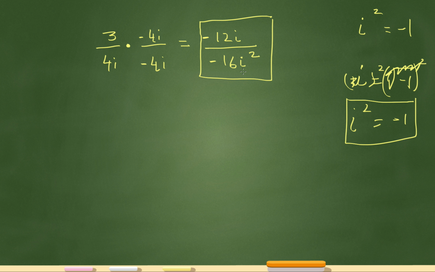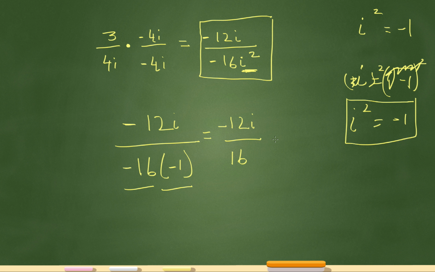So wherever I see an i squared, which is what it is over here, I'm going to replace that with negative 1. So let's do that. I have negative 12i in my numerator, and now negative 16 times negative 1. So that leaves me to the next step, which will be just negative 12i divided by negative 16 times negative 1, positive 16. And now I'm just going to reduce this fraction. 4 goes into 12 and 16. So that's negative 3i. 4 times 3 is 12, and 4 times 4 is 16. So my final answer is negative 3i divided by 4, which looks like it's answer choice A.